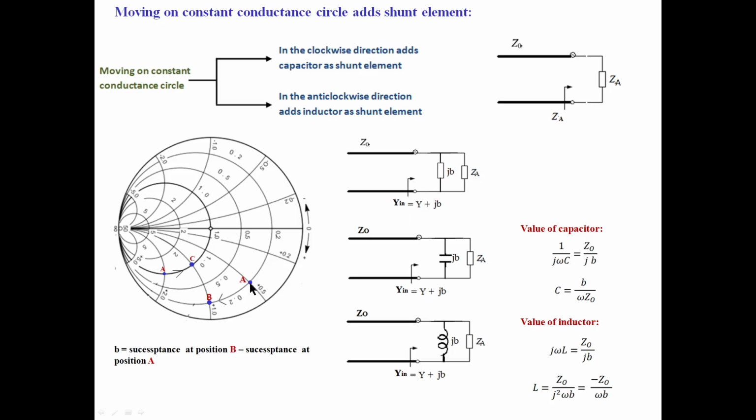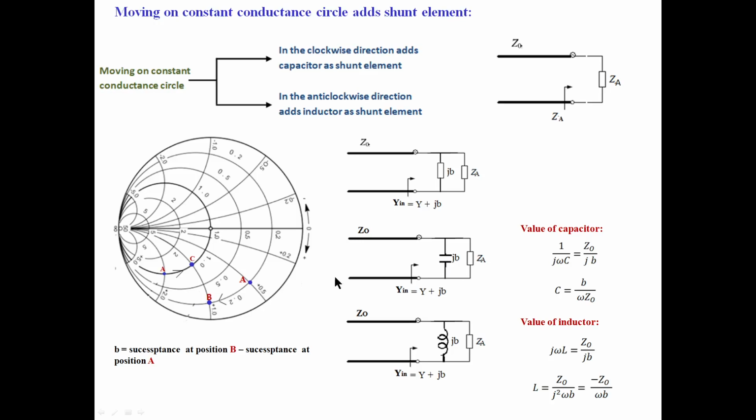So moving on the conductance circle, a shunt element will be added like this, the B value will be added. If you move in the clockwise direction, for example from A to B, this is clockwise, susceptance will be added in shunt. And which element? Clockwise movement on the conductance circle gives a capacitor in shunt.